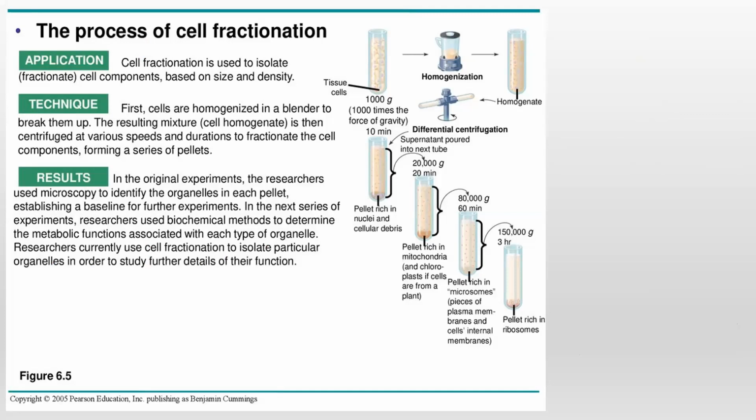So this is how cell fractionation actually works, and this is one of the diagrammatic representations. This is the first step. You have a tissue here in the tube. These are the cells. If you can see, it's in the fine structure, it's actually a cell. 100 times or 100 G. Now G is the acceleration due to gravity.